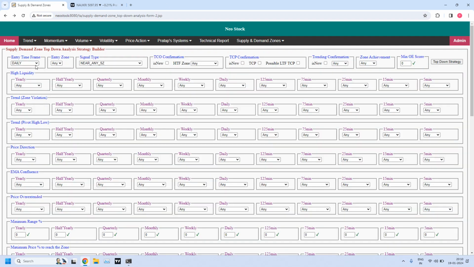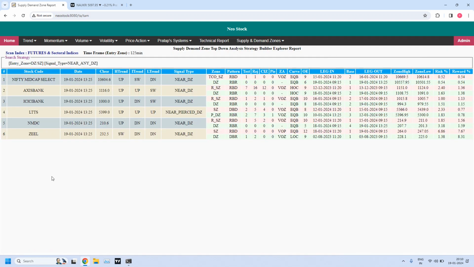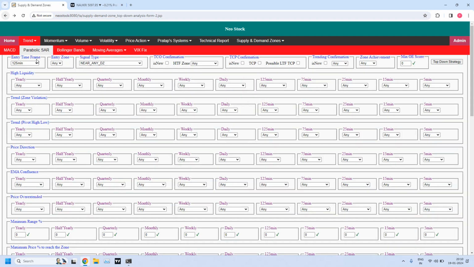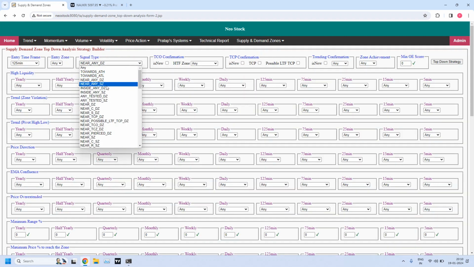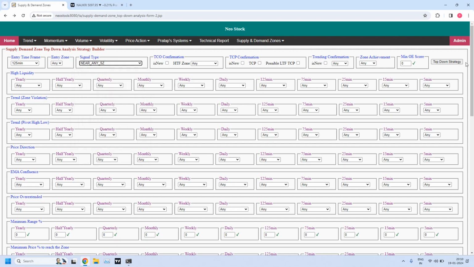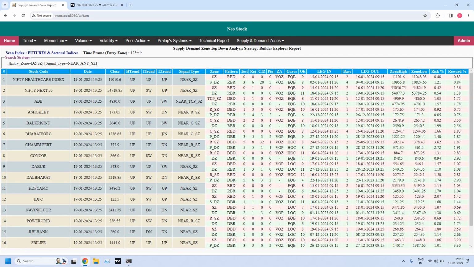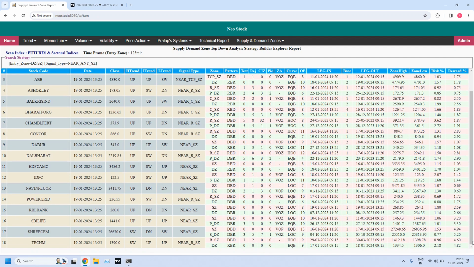Let us go back. Let us change the time frame to 125 minutes. Let us find the stocks near 125 minutes demand zone. The 6 stocks are filtered. Let's go back. Entry time frame is 125 minutes. Let us find the stocks near 125 minutes supply zone. So this is the filtered list. Let me scroll down. So total 18 stocks are filtered.